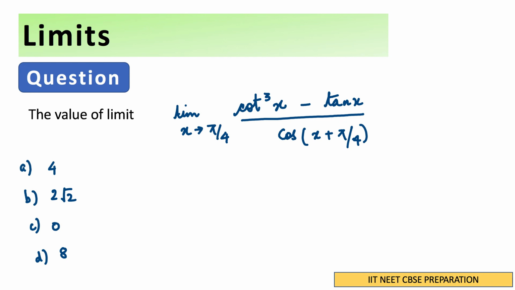Hello guys, let us take a look at this question. It says the value of the limit as x tends to pi by 4 of (cot cube x minus tan x) divided by cos of (x plus pi by 4).